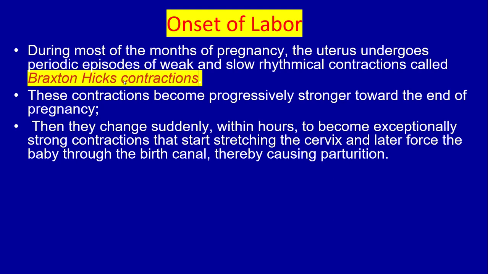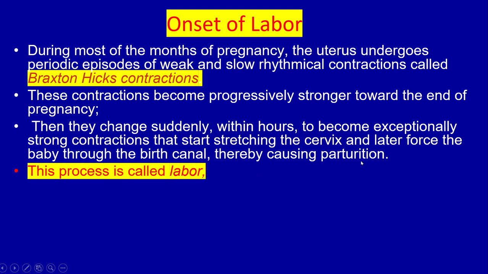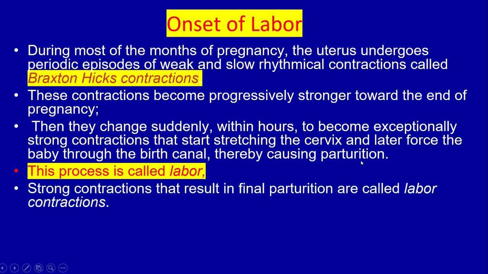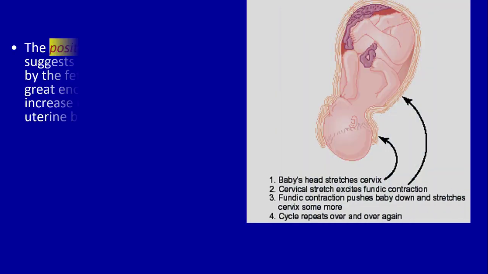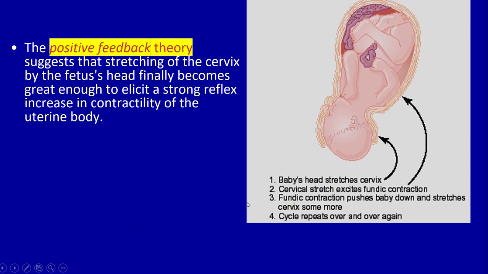So these Braxton Hicks contractions increase at the end of pregnancy, and cause strong contraction of the uterus, causing stretching of the cervix and pushing the baby through the birth canal, and therefore cause parturition. This process is called labor. Strong contractions that result in final parturition are called labor contractions. The last forceful contractions which cause birth of the baby are called labor contractions.